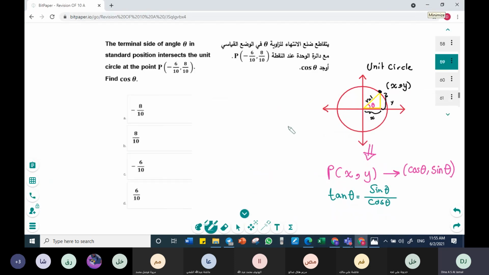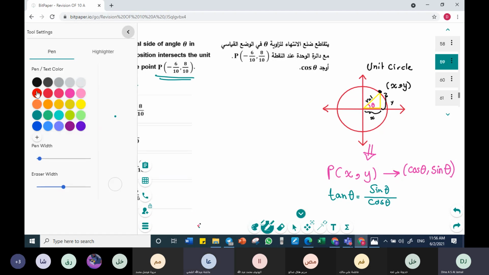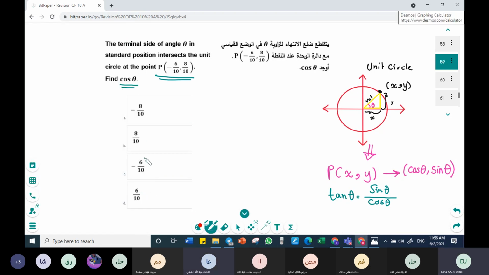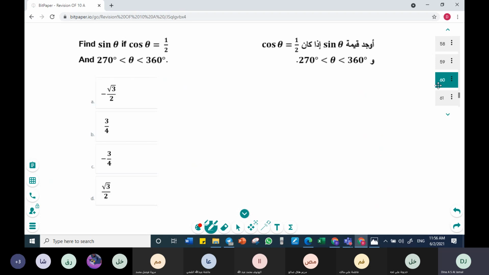So let's have a look here in this question. What is cosine theta? You are given a point. What is cosine theta? -6/10. Excellent. So directly it is -6/10. What is sine theta? 8/10. So this is the answer for sine theta, and these answers are wrong. Okay, so let's have a look at the other question.